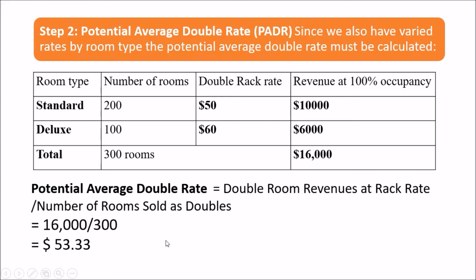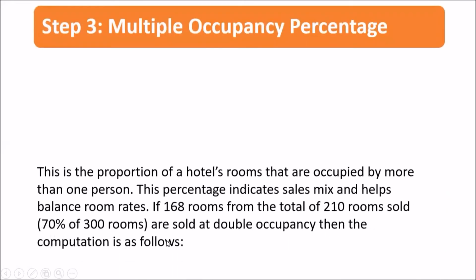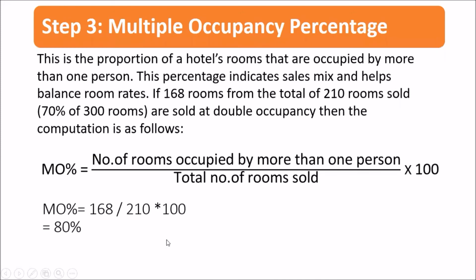Let's see the next step, which is multiple occupancy percentage. This is the proportion of a hotel's rooms that are occupied by more than one person. This percentage indicates sales mix and helps balance room rates. As given in the problem, 168 rooms from the total of 210 rooms sold, which is 70% of 300 rooms, are at double occupancy. Then the computation is as follows.